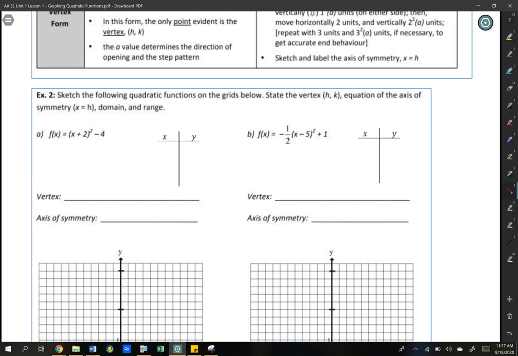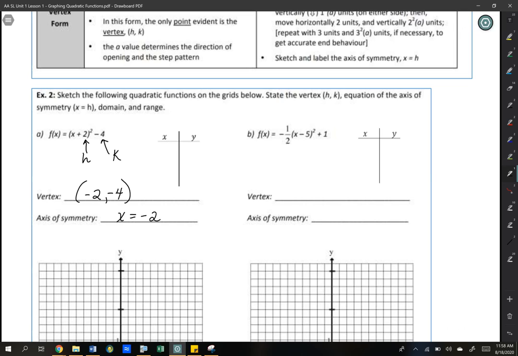So what's nice about letter A and letter B is that they're both in vertex form. So we can just look at it and we know what the vertex is. Whatever this value is, the opposite is going to be h, and this is going to be our k. So our vertex in this case is going to be -2, -4. Right? Now our axis of symmetry is x equals h. Right? H in this case is -2. So x is equal to -2.